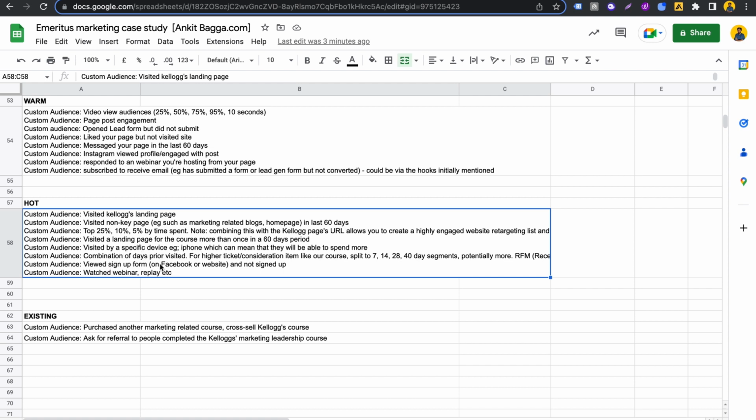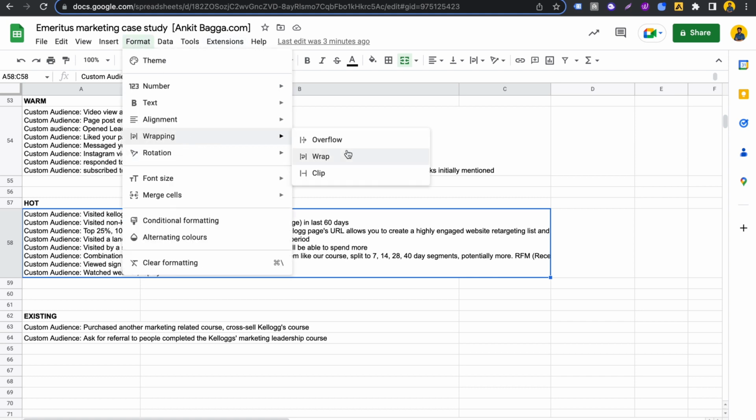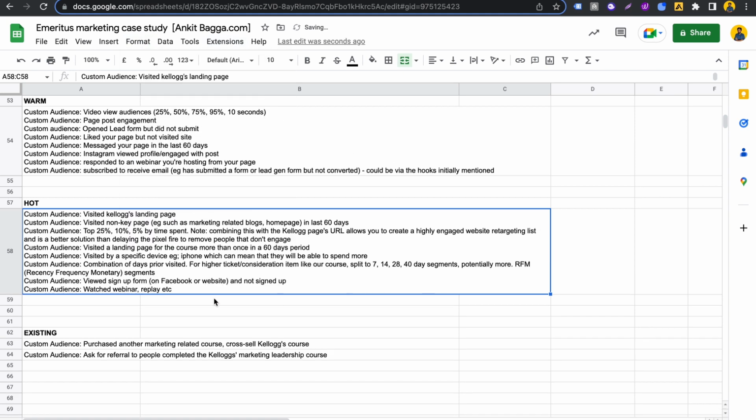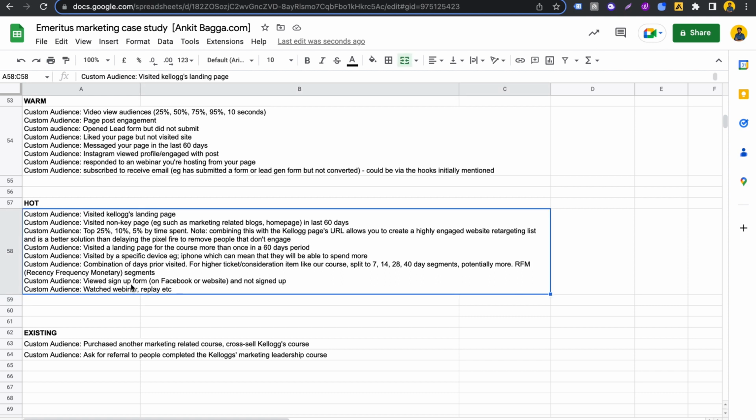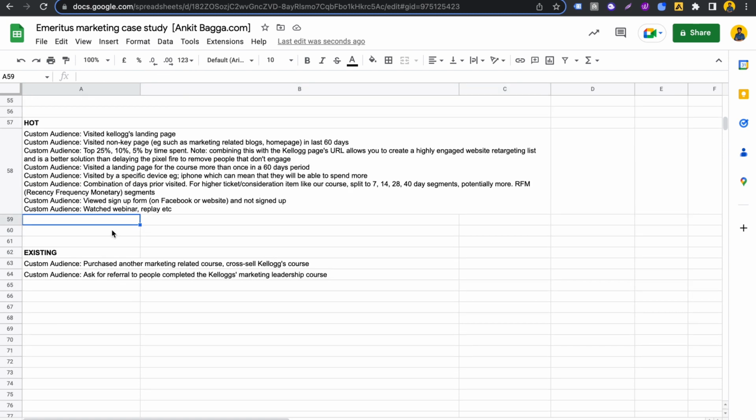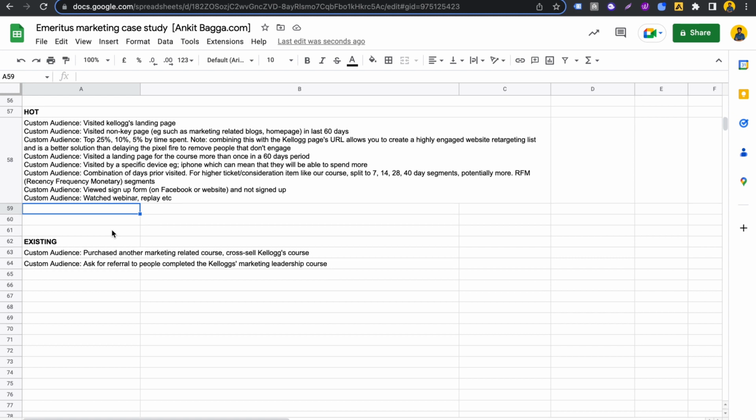Then people who are visiting from a particular device, so iPhone users tend to spend more, so you could target them. Combination of days prior visited, so if people have visited your page and not taken the course in the last 7 days, 14 days, 28 days, 40 days, like that, you could do RFM segmentation also on the basis of custom audience. And then people who have viewed your sign up page but not filled the form and not signed up, people who have been watching your webinar or the replays.